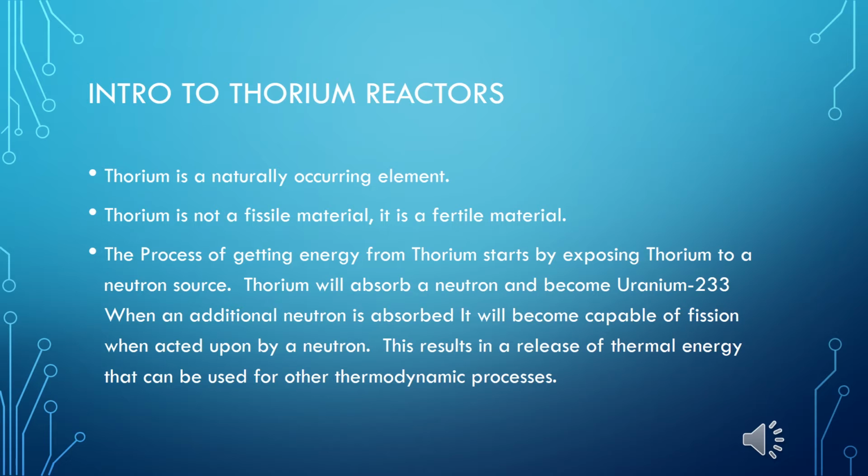But in the process of getting energy in a reactor, the thorium is exposed to a neutron source. This thorium will absorb a neutron and become uranium-233. When an additional neutron is absorbed, it becomes capable of fission. When a neutron strikes it, it results in fission, which causes a release of the thermal energy that can be used in other thermodynamic processes. So thorium starts out as a non-fissile material, but becomes fissile through the process of the reactor operation.